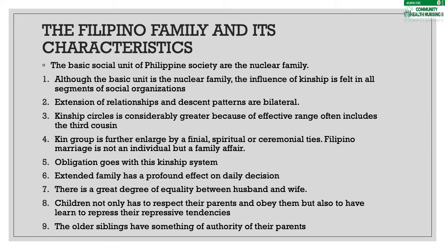Mao nang, Filipino families are very close with their relatives. Next to that is the extension of relationships and descent patterns are bilateral. So, meaning, pwede nga suod ang isa ka family sa papa nga side, suod pod sila sa mother nga side. Third is the kinship circle is considerably greater because the effective range often includes the third cousin. So, gina-consider nato ang ikapila pa ka degree nga parenti or cousin.